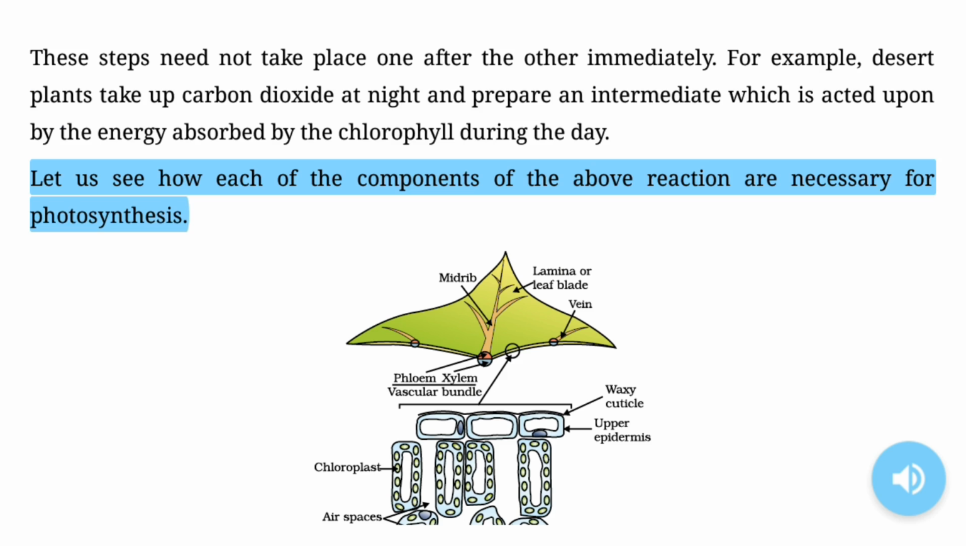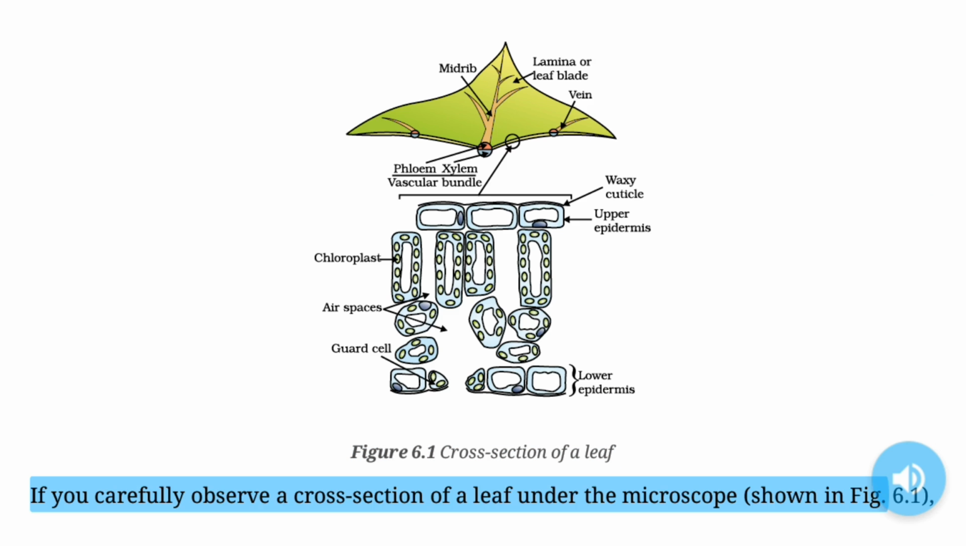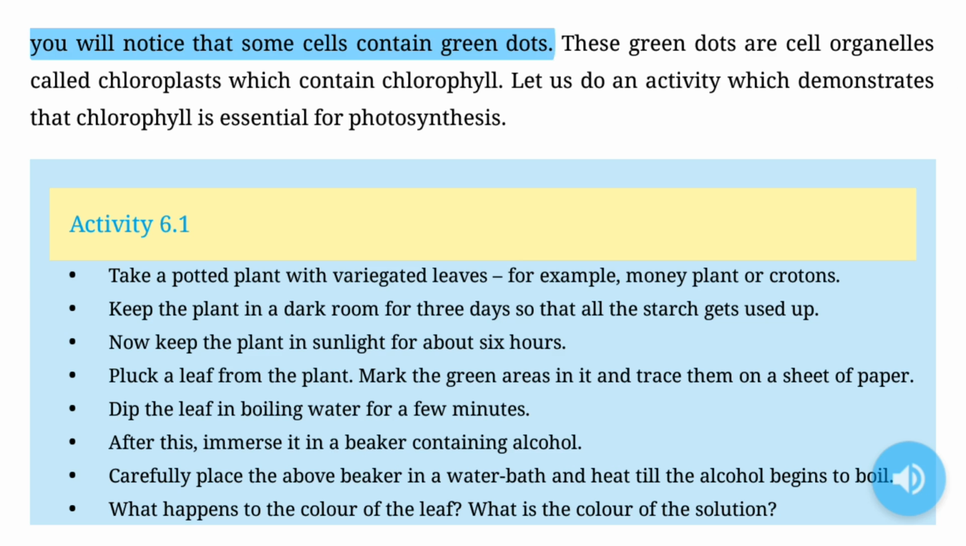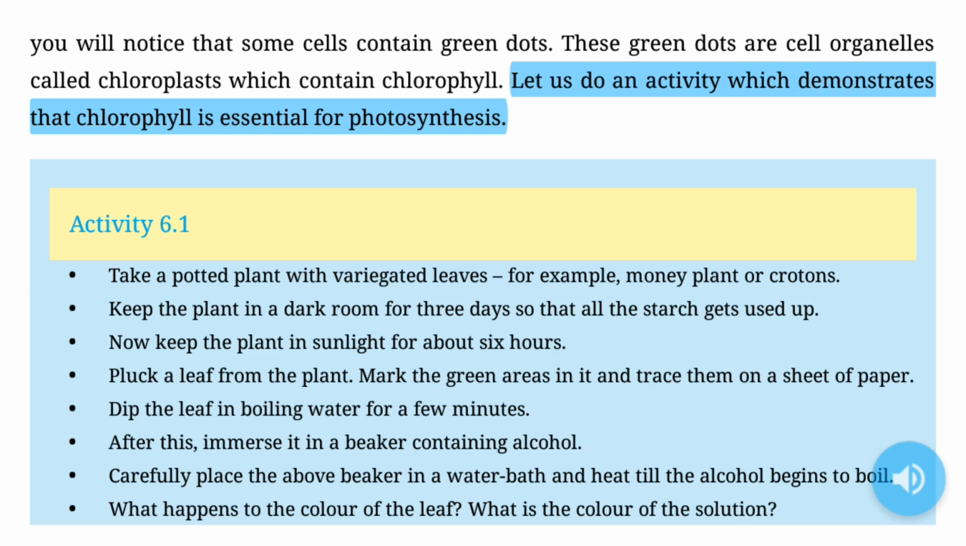Let us see how each of the components of the above reaction are necessary for photosynthesis. Figure 6.1 Cross-section of a leaf. If you carefully observe a cross-section of a leaf under the microscope shown in Fig. 6.1, you will notice that some cells contain green dots. These green dots are cell organelles called chloroplasts, which contain chlorophyll. Let us do an activity which demonstrates that chlorophyll is essential for photosynthesis.